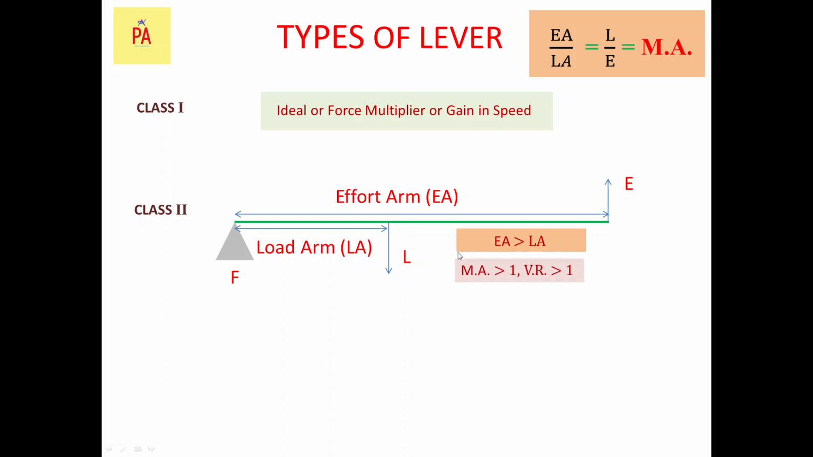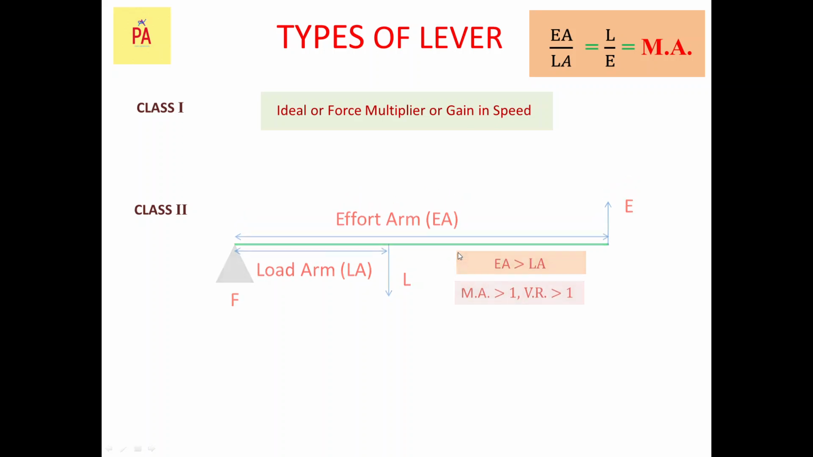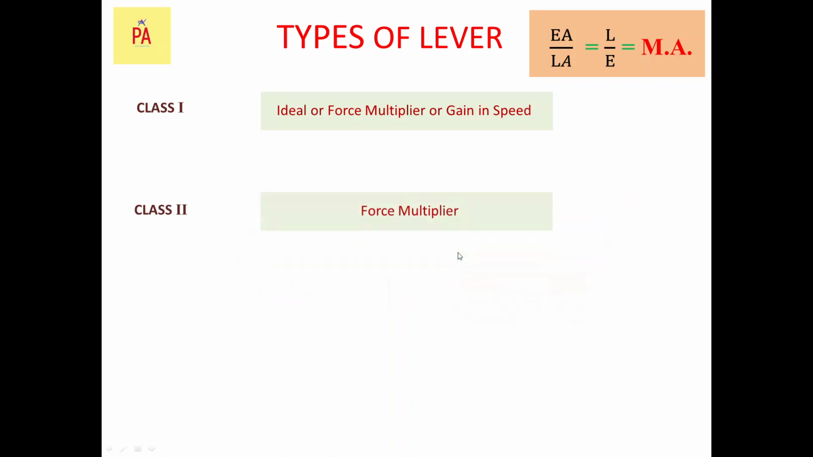And if it is so, then mechanical advantage and velocity ratio also vary with the same. So in this case, class 2 lever always acts as a force multiplier, since mechanical advantage is more than 1. While for class 1 lever, since there are three possibilities, equal to, less than or more than, it may be a force multiplier, maybe a gain in speed, or maybe an ideal machine. But in class 2, it is always a force multiplier.